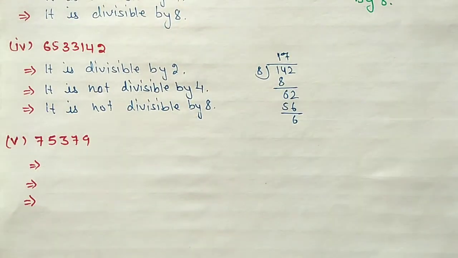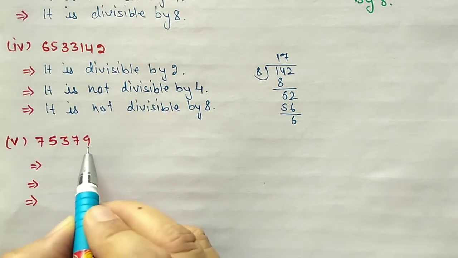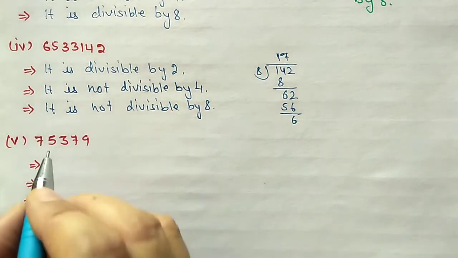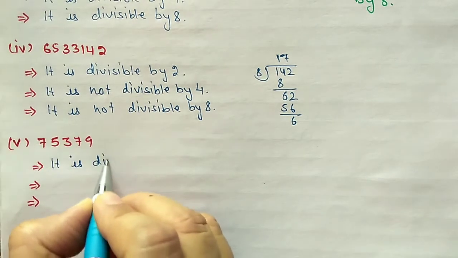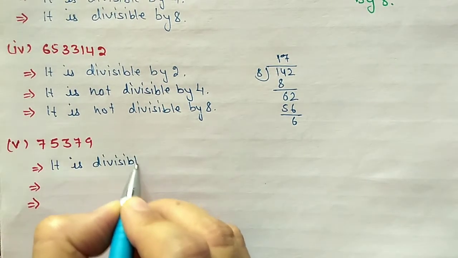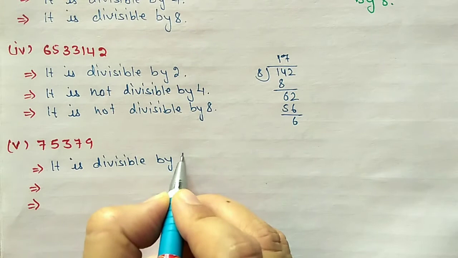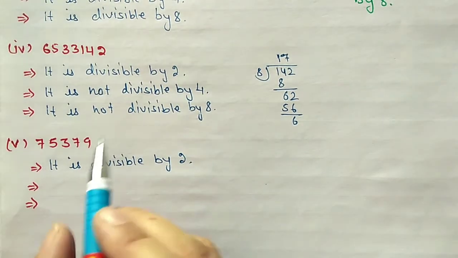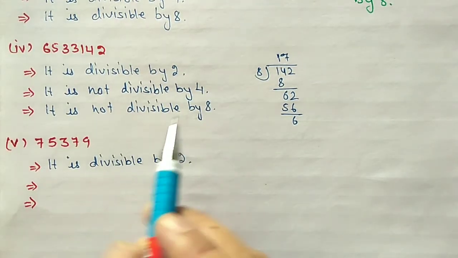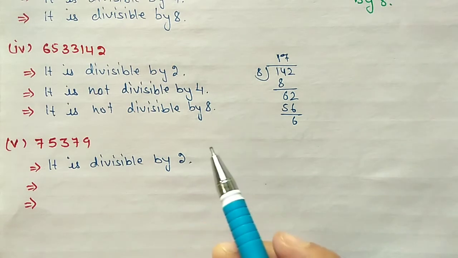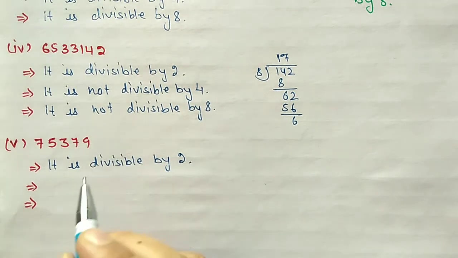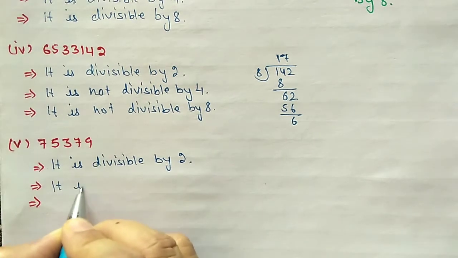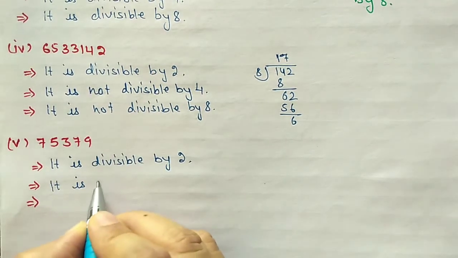Next number, 75379. You can see here the last digit is odd, so it is not divisible by 2. And the same we can do for 4 and 8 also, because in the 4 and 8 tables all the numbers are even numbers only and this is odd. So this number is not divisible by 4 and 8 also.